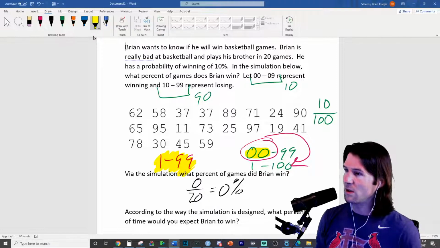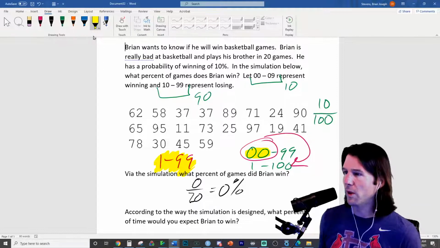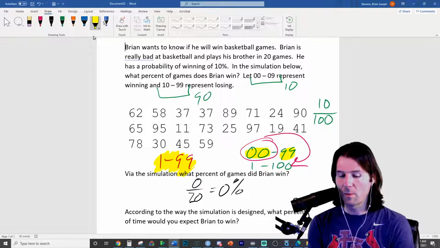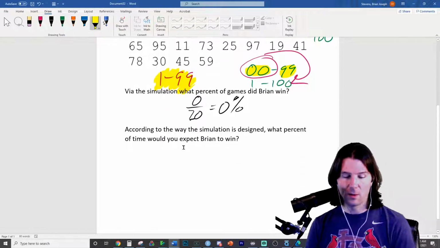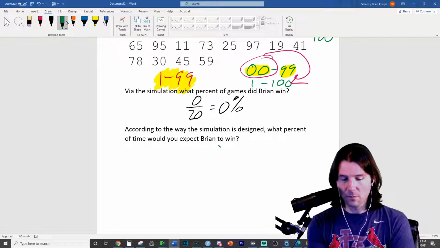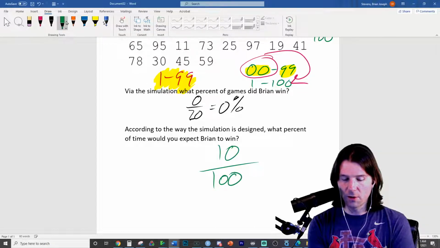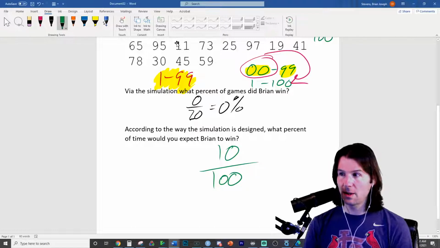I think when you see it, it's like, oh, okay, we're just putting the 100 on the other side, and the reason is we want to make it 2-digit number combinations right there. So the way this is coded, great job right there, Paige, there are going to be 10 winning numbers out of 100. Now, how could we make this simulation better?